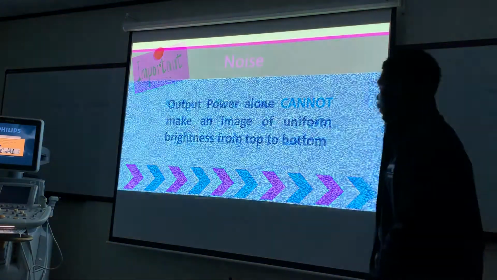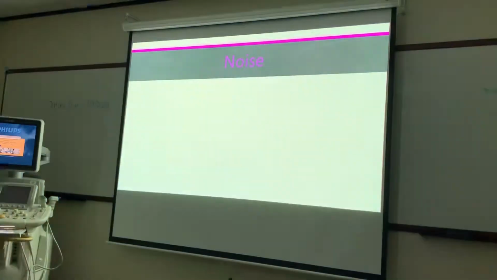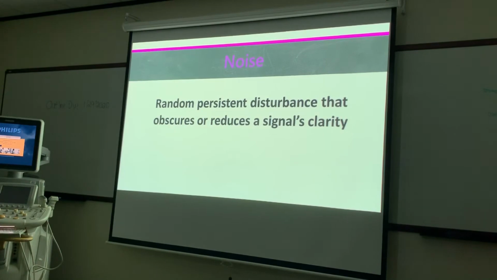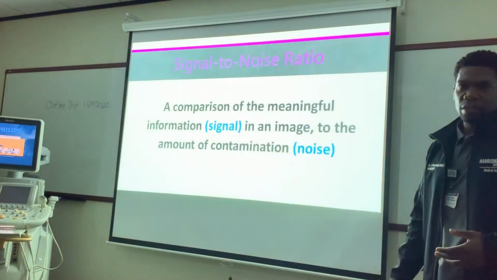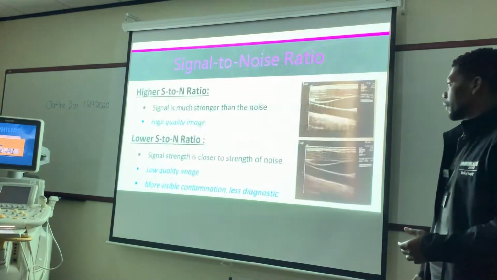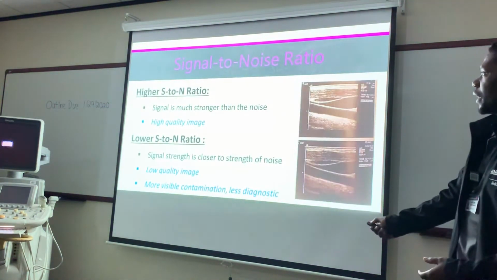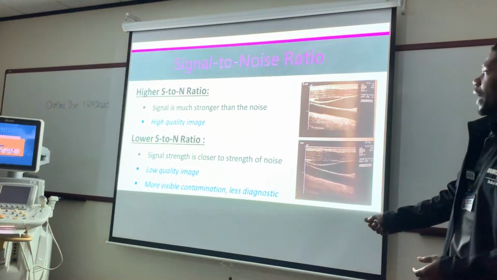Okay. We talked about noise and the signal to noise ratio. We like a high signal to noise ratio, right? Because we don't want meaningless information on our screen. So we like a high signal to noise ratio associated with high quality.